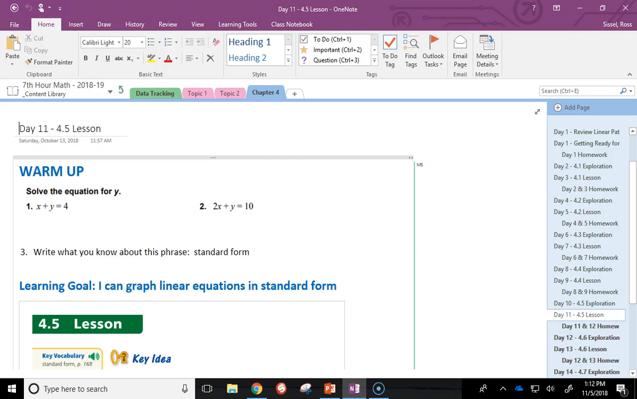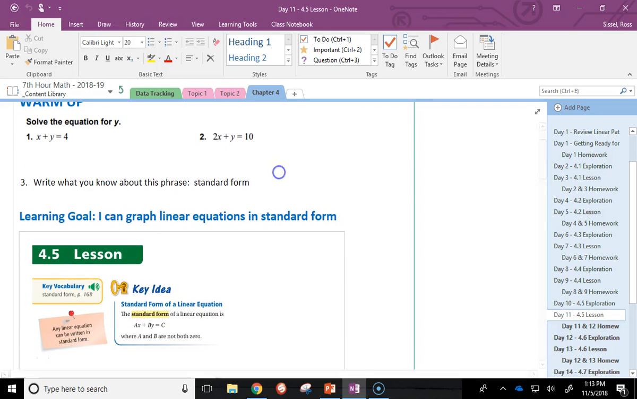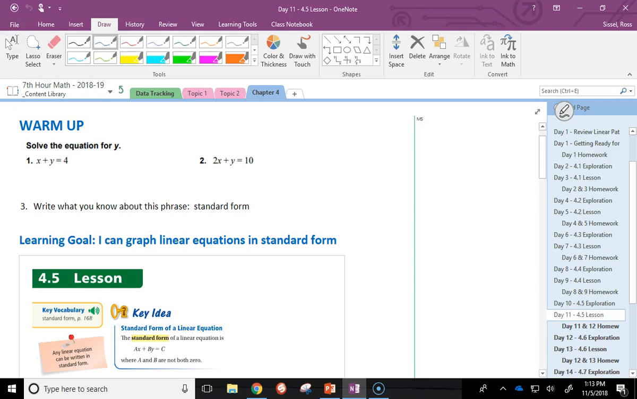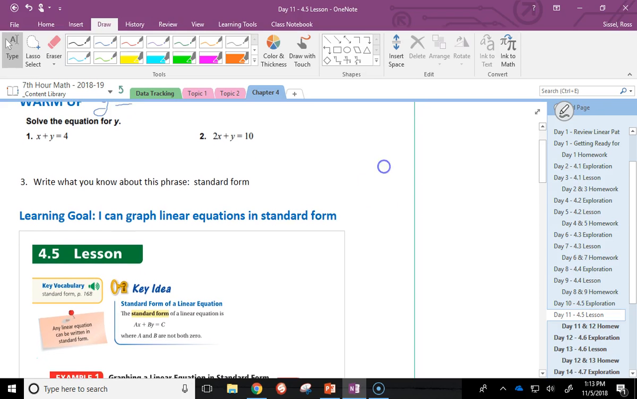Today we should be on lesson 4.5, and we are going to work by starting with our warm-up, solving the equation. I'll do the first one with you. It says solve the equation for y. What that means is I want my answer to be y equals. So it's just like solving a regular equation.